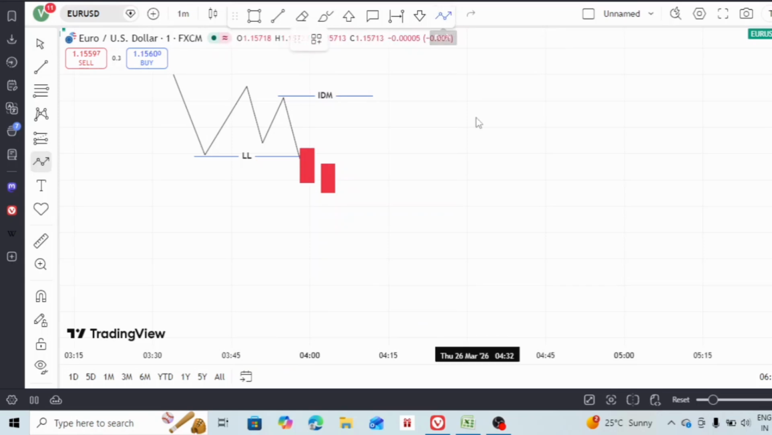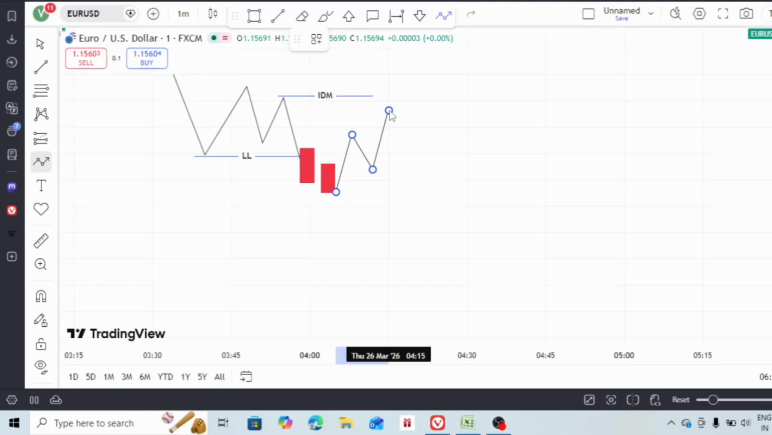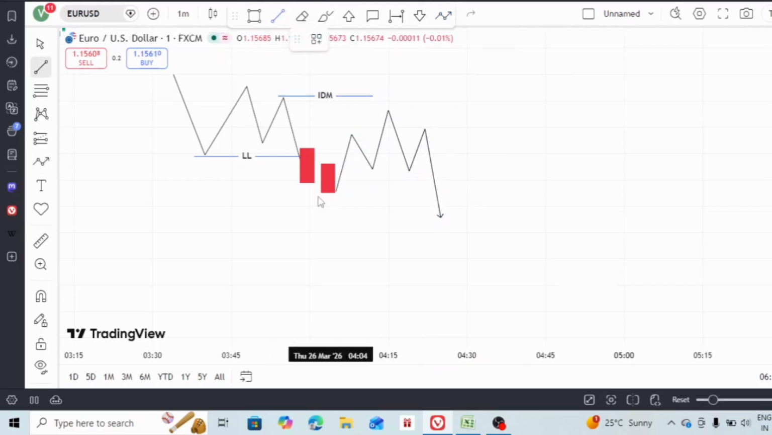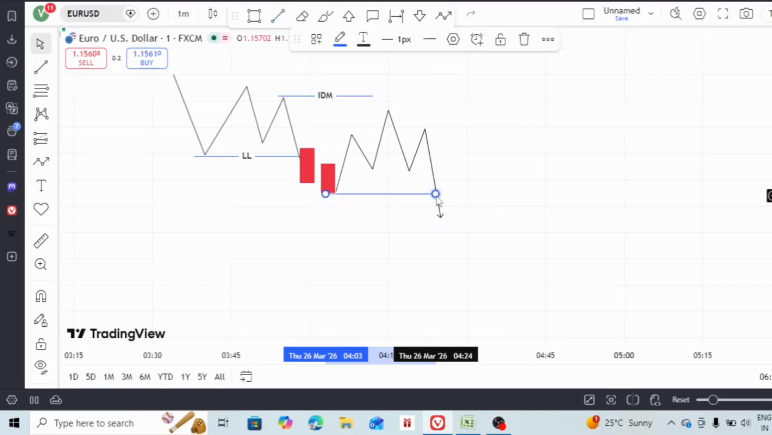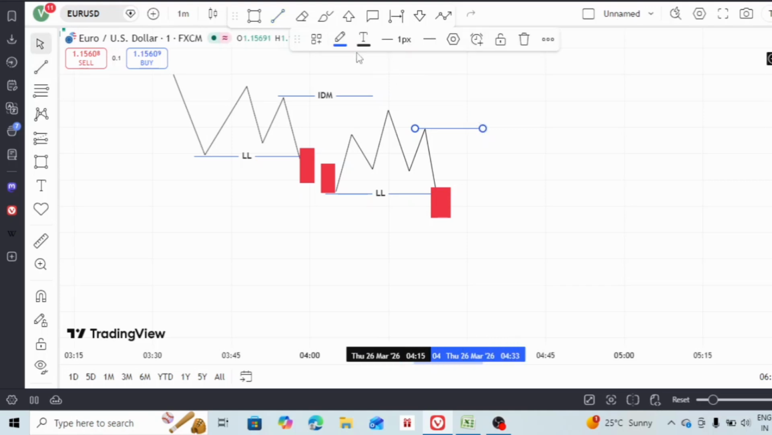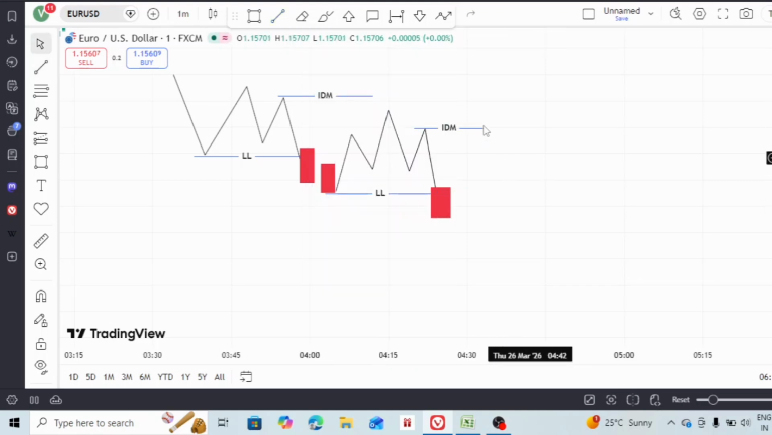The market again went up, went down, went up, so it did not mitigate the inducement. Then it went down again and formed another lower low. It has to break with the body of the candle, and breaking with the body means our lower low is confirmed. So where's the first pullback? This is the first pullback. So this will be the inducement level.